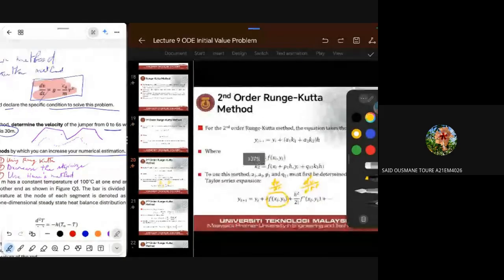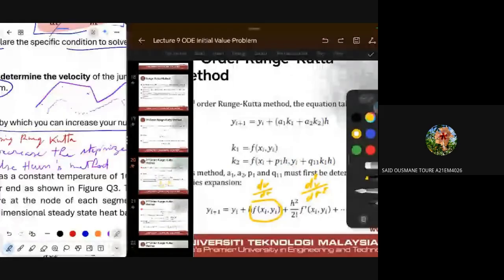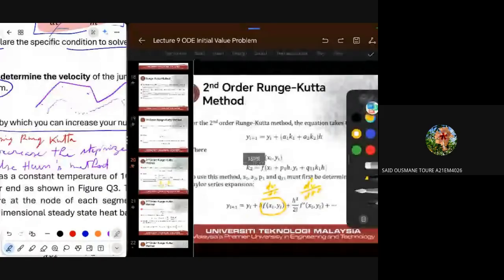here, h squared over 2. What's it called? 2 times 1 times 0, which is, yeah, Heun's, H-E-U-N. Okay. So this is the essence of the second order Runge-Kutta. So you have to use this method.